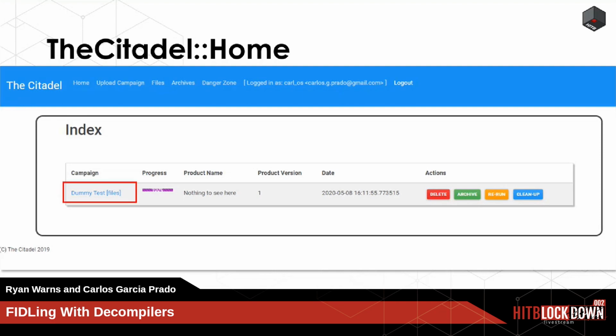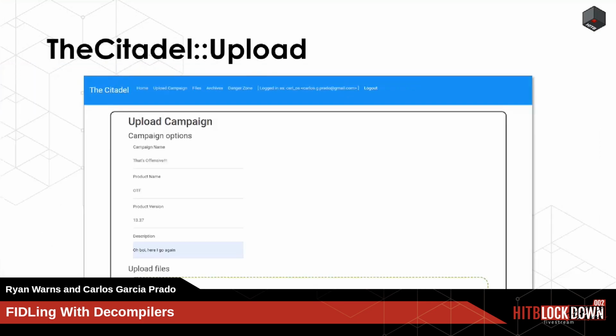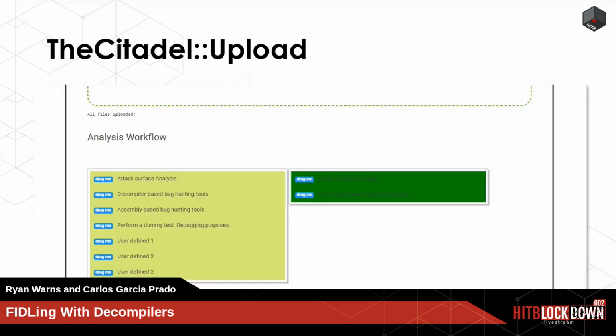Here you have your campaigns. A campaign is essentially a bunch of binaries that you throw in there and some analysis that you want to run on them. You go to upload campaign, then you fill in some data about this campaign. You drag and drop a bazillion files in there. It's all very web 2.0. Then you go to your analysis workflow.